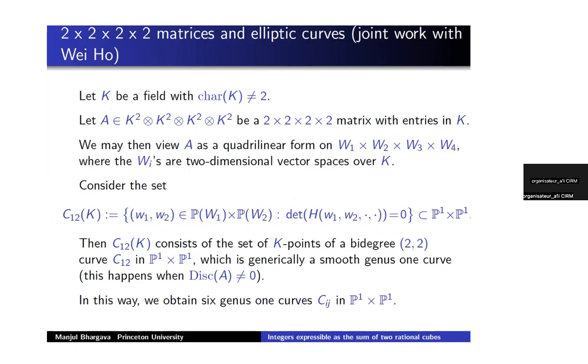So in this way, we obtain 6 genus 1 curves, Cij, in P1 cross P1, because here we just did it for the first and second coordinates, but we could have done it for the first and third, the first and fourth, whatever. Okay, so I hope that construction is clear. We're just looking at pairs of coordinates that we can plug into the quadrilinear form to get a degenerate bilinear form. And that defines a genus 1 curve in the corresponding P1 cross P1.